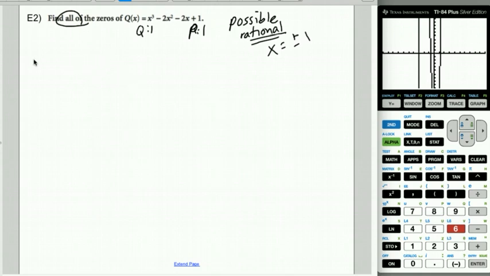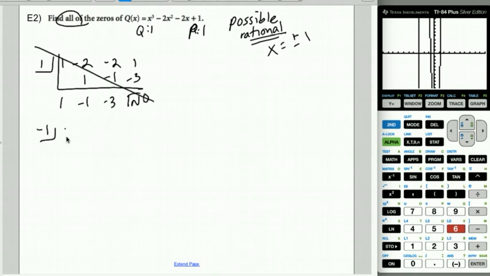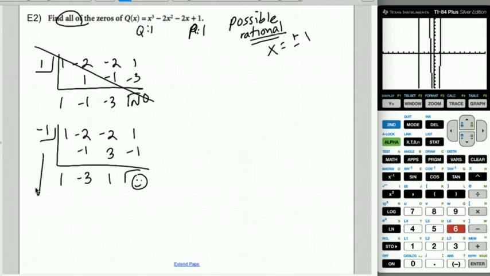Now, I could put this in a calculator to help me, or since I only have 2 guesses, I could just go ahead and do those 2 guesses now because there's not really much to guess. I drop the 1 down and multiply, add straight down, multiply, add straight down, and that doesn't pan out. That's a no, so 1 doesn't work. Negative 1 might, though. So 1, negative 2, 1. We drop the 1 down and multiply, add straight down, multiply, add straight down, multiply, and then, hey, there's my 0. So now the first root is x equals negative 1.